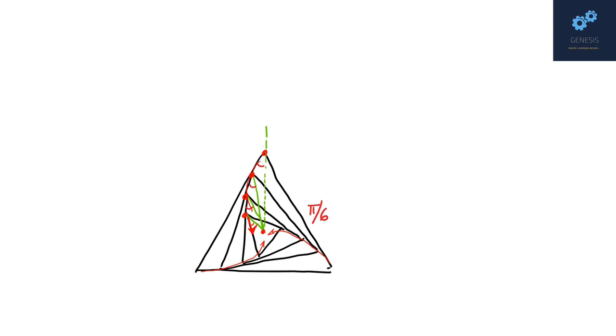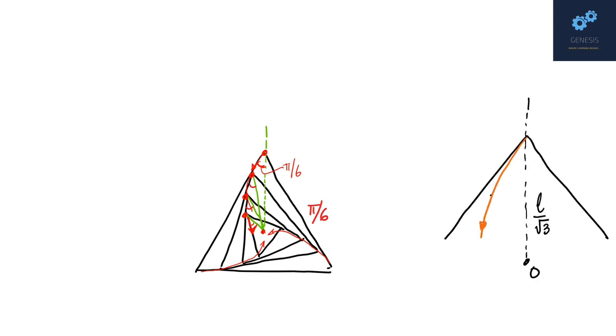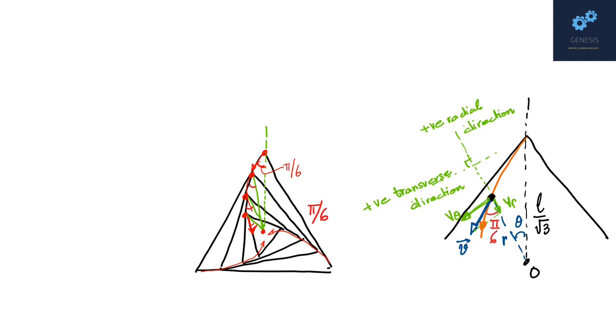All the particles are going to meet at the centroid, and at any given instant the velocity vector is along the side, and therefore this angle between the velocity vector and the line joining the particle to the centroid is always pi by 6. This is maintained throughout, and this is what we'll harness in this solution. This is the situation with the conditions given in the problem.